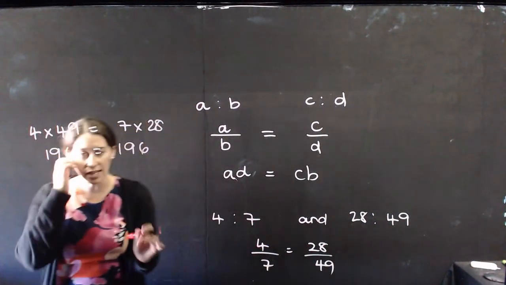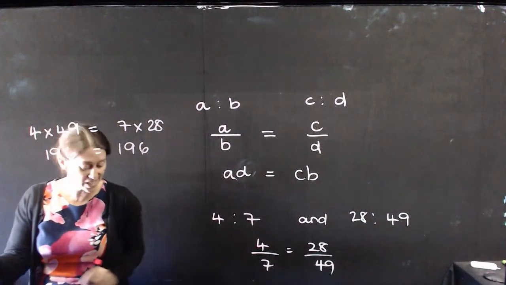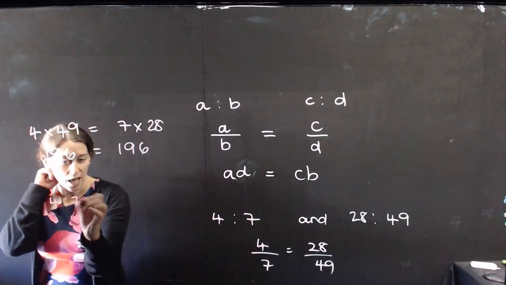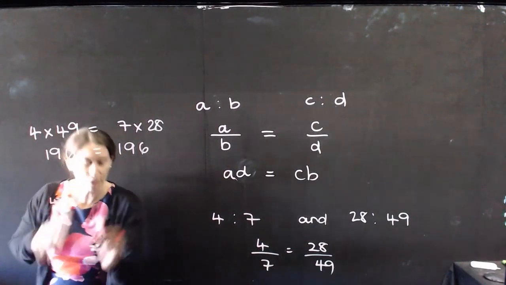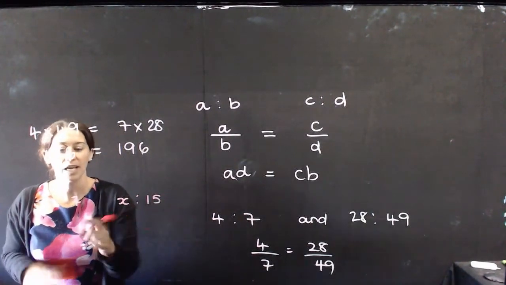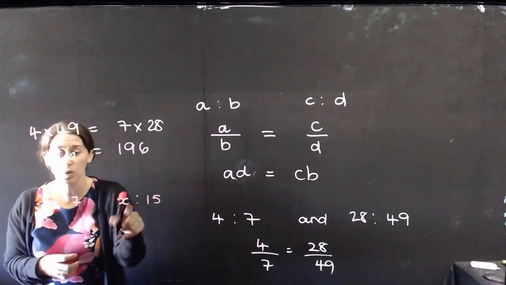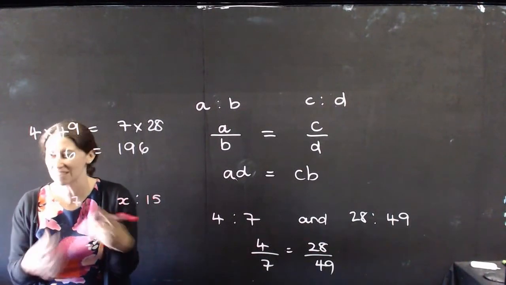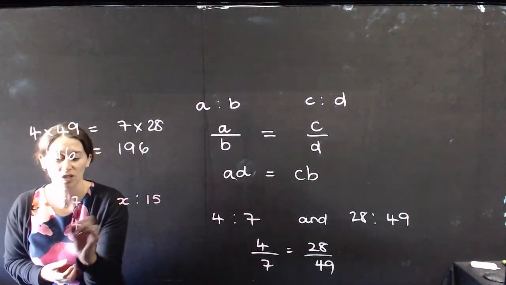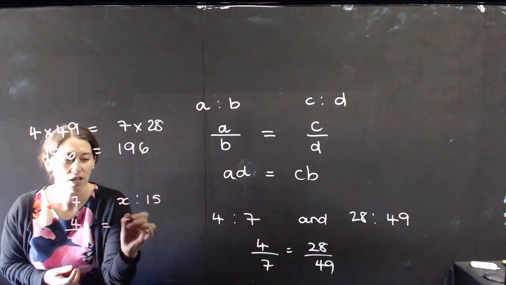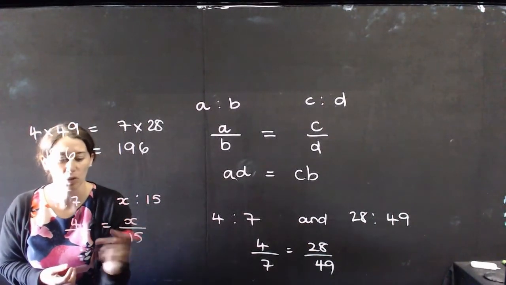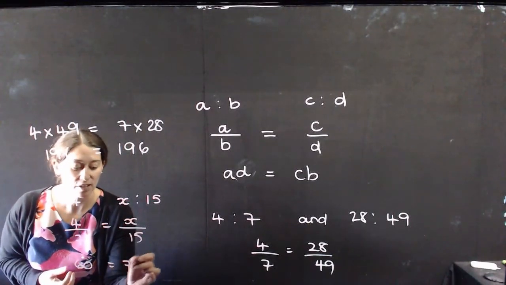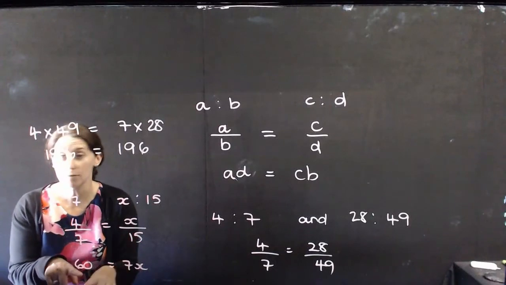You can use this idea if you're told they're in proportion to calculate a missing part of the ratio. So here's an example. Let's use 4:7 again, and let's use x to 15. We're told they're in proportion, we want to know what x is going to be. It's not as simple as working out, well, what do we multiply 7 by to get 15? It's not a whole number. But we can write them as fractions and use our proportion statement. 4 over 7 equals x over 15, and then do our multiplying. Well, 4 times 15 is 60, must equal 7 times x. So therefore our x is 60 divided by 7.